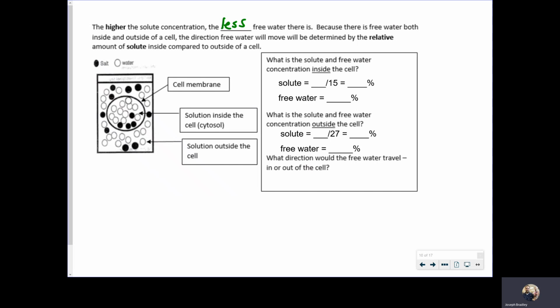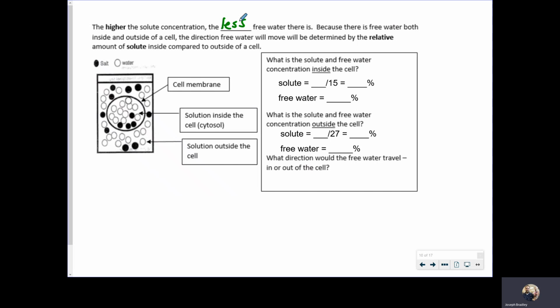Because there is free water both inside and outside the cell, the direction free water will move will be determined by the relative amount of solute inside compared to outside of the cell. So in the previous slides, I was just showing you the concentration. Now in this one, I'm showing you the cell inside of a watery solution. Inside the cell is its own watery solution called the cytoplasm or cytosol.